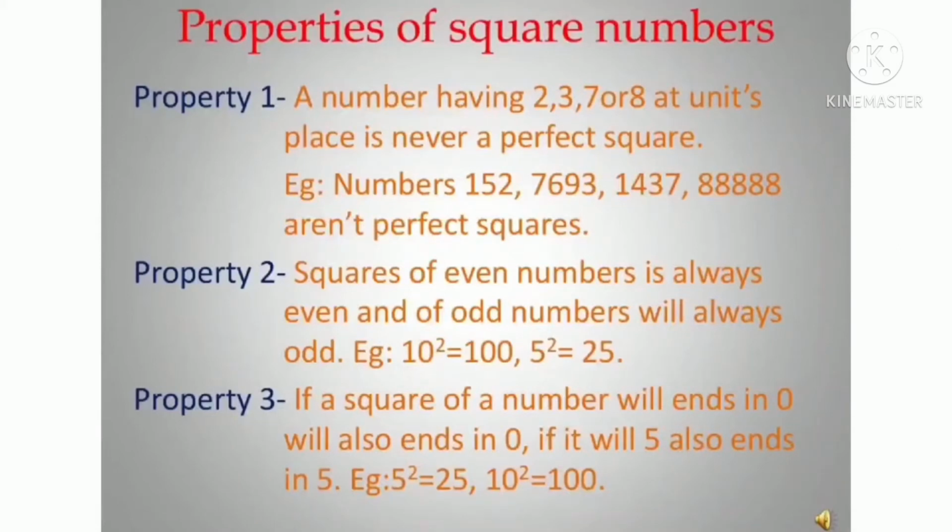Second property. Squares of an even number are always even and of an odd number will always be odd. Like 10 square is 100, 5 square is 25. 25 is also odd and 5 is also odd. Property 3. If a number ends in 0, its square will also end in 0, and if it ends in 5, then its square will end in 5. 5 square is 25. You see, here the perfect square number is ending with 5. 10 square is 100. It is ending with 0 only.